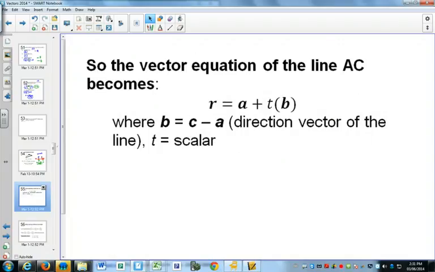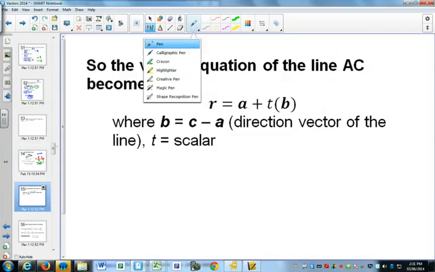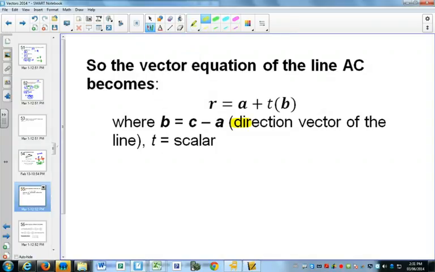So we write it like this, r equals a plus tb, where b is your direction vector. So we're going to be talking about that a couple times. That's your direction vector. You start with any point on the line. So this A can be any point on the line. And this is the direction vector that you're going.